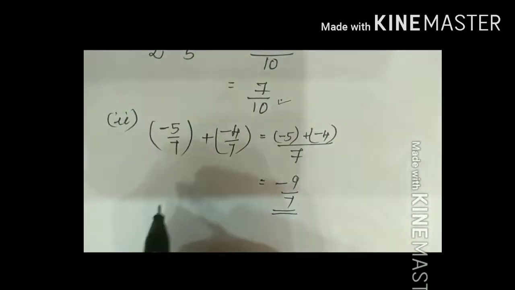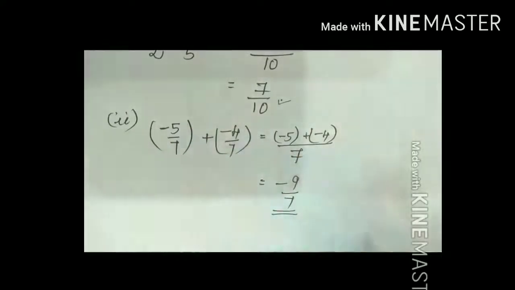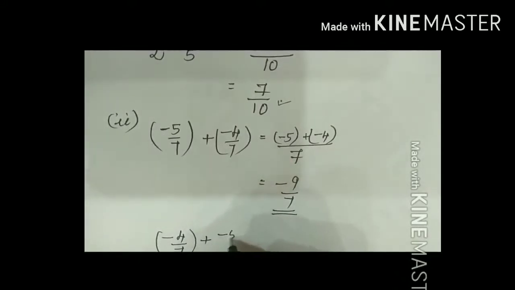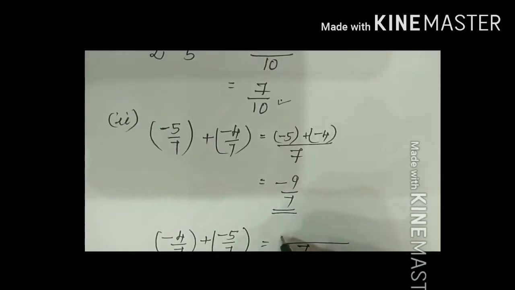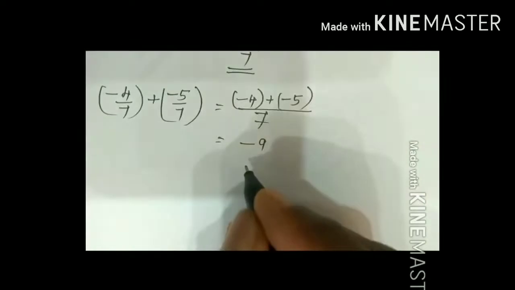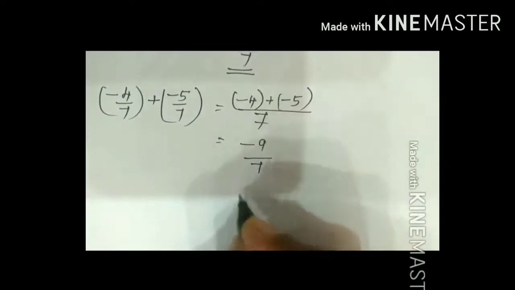Alright, now I'm going to add these two rational numbers changing the order. That is minus 4 by 7, let it be inside bracket, plus minus 5 by 7. Okay, so denominator is same. Let's add the numerators. That is minus 4 plus minus 5. What is minus 4 and minus 5? That is equal to minus 9 by 7.